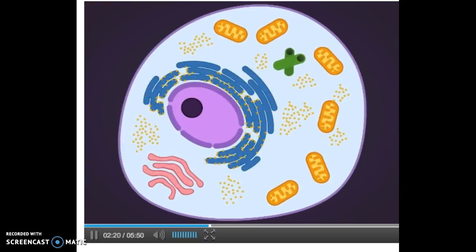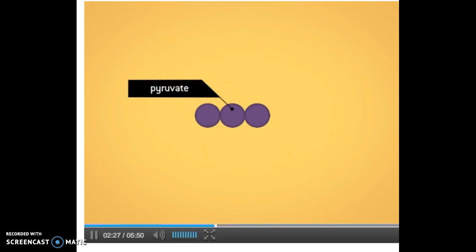The rest of the process of aerobic respiration takes place in the mitochondria. Pyruvate is moved into the mitochondrial matrix by active transport. The first step of aerobic respiration is oxidative decarboxylation of the pyruvate molecules. This is sometimes called the link reaction.